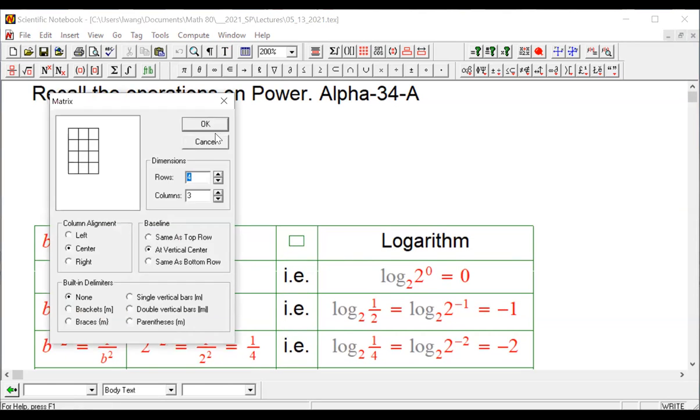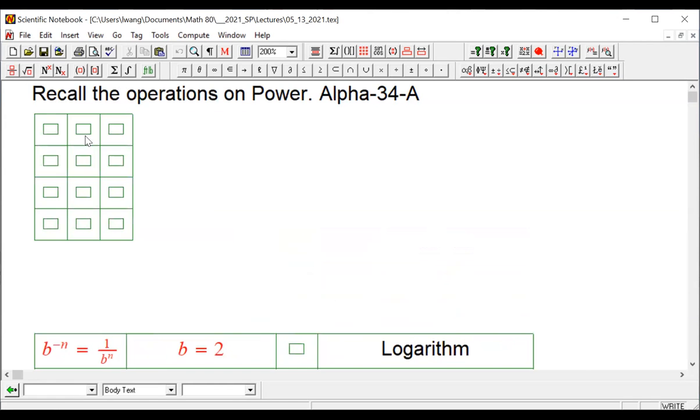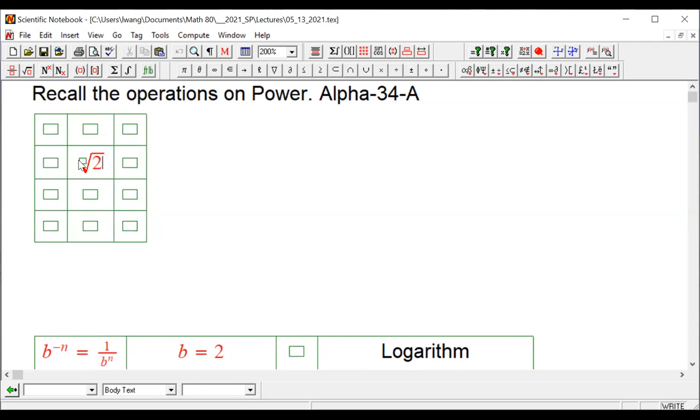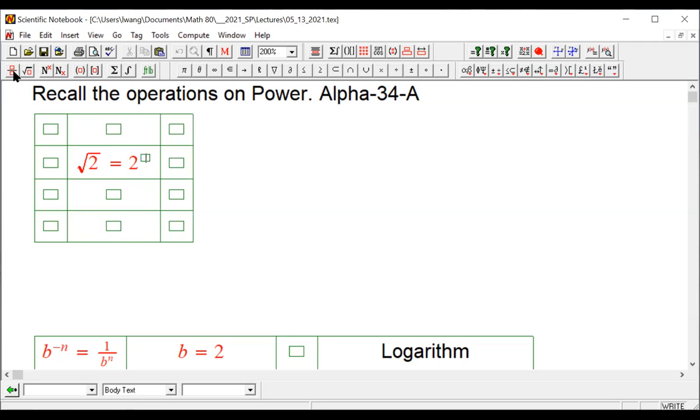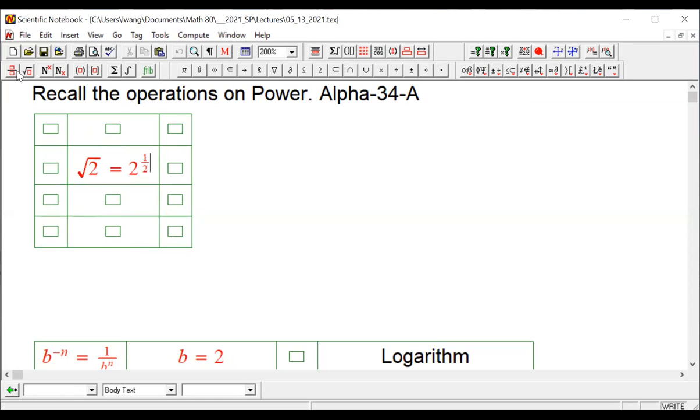So I'm gonna make another table. Okay, still for base 2. Suppose we have square root of 2. Square root of 2 can be expressed as 2 to the power of half. Okay, 2 to the power half.